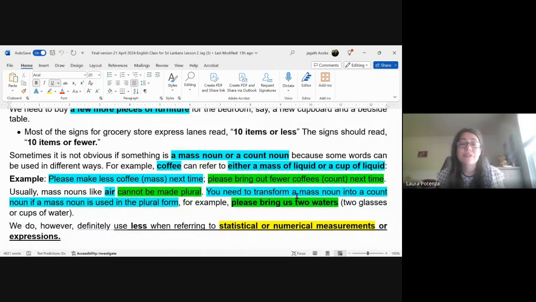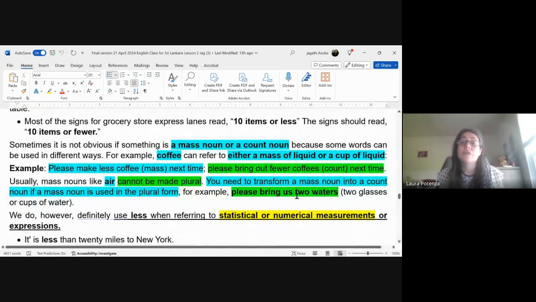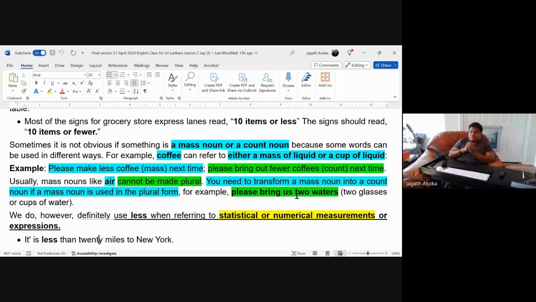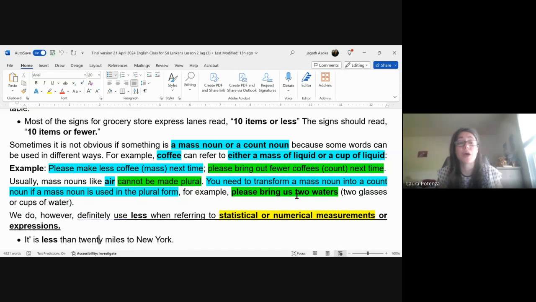Sometimes it is not obvious if something is a mass noun or a count noun because some words can be used in different ways. For example, coffee can refer to either a mass of liquid or a cup of liquid. Example, please make less coffee next time. Please bring out fewer coffees next time. Usually, mass nouns like air cannot be made plural. You need to transform a mass noun into a count noun if it is used in the plural form. For example, please bring up 2 waters, 2 glasses or cups of water.